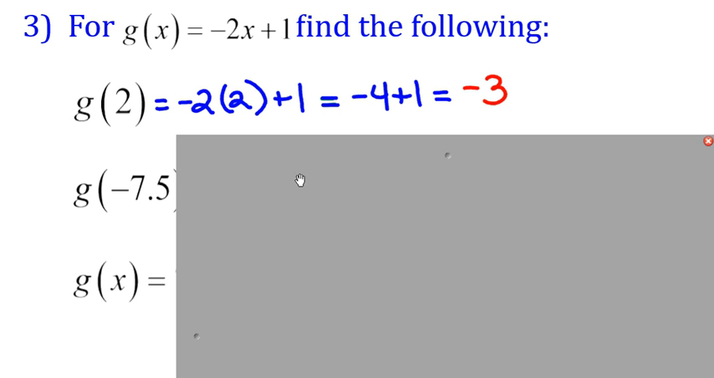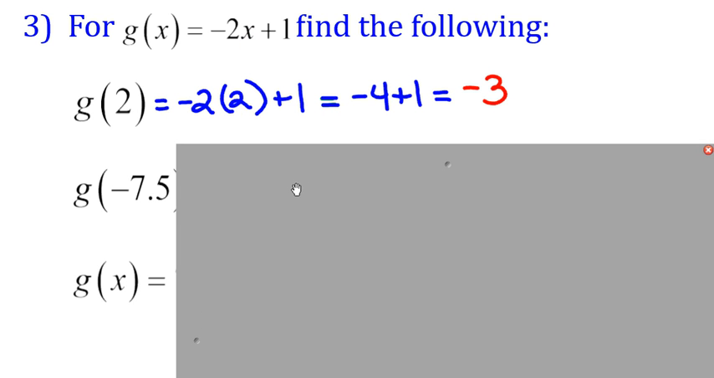Our first one, g of 2, that means if we have an input of 2, what output will result? So I'm going to put 2 in place of x and see what happens. I'll have 2 times negative 2, but it will be negative 4, plus 1, that would give me negative 3. So g of 2 equals negative 3.